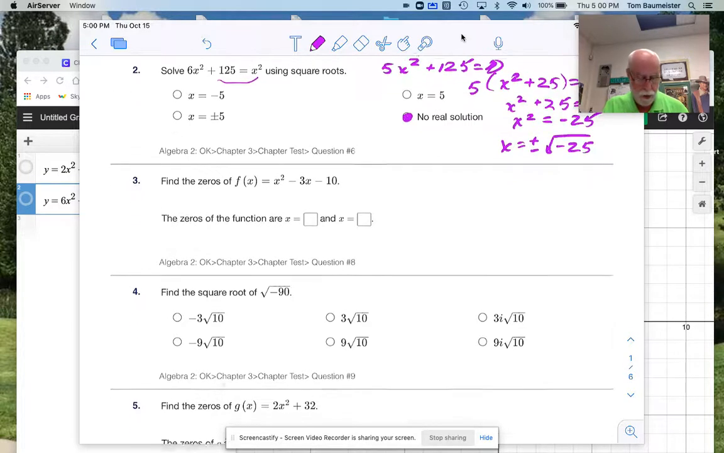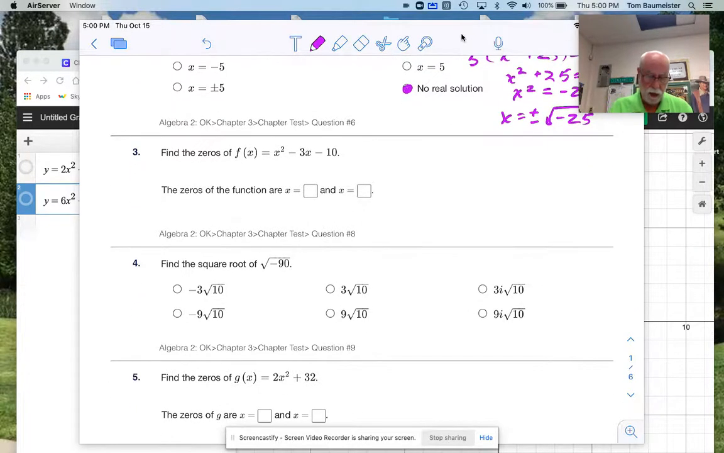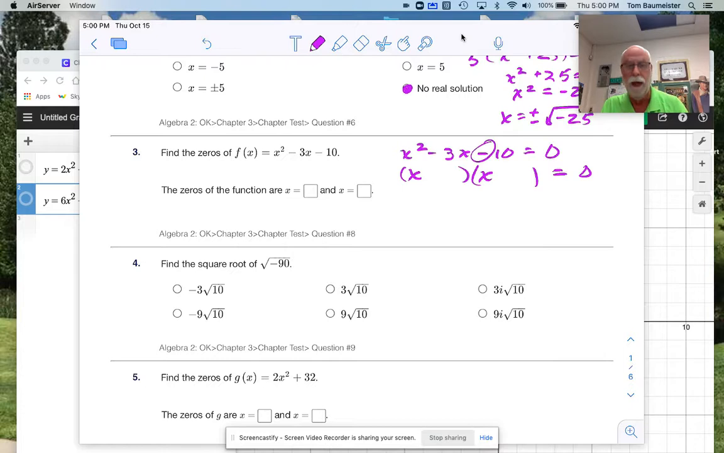All right. Number 3, find the zeros of f of x is equal to x squared minus 3x minus 10. So again, I'm going to set that equal to 0, and then I'm going to factor again. The coefficient in front of the x squared is 1, so I'm going to put an x here and an x here. Again, that one's negative. So if it's negative, remember, one's positive, one's negative. If it was positive, we'd look at the second term. We're going to get one like that here shortly.